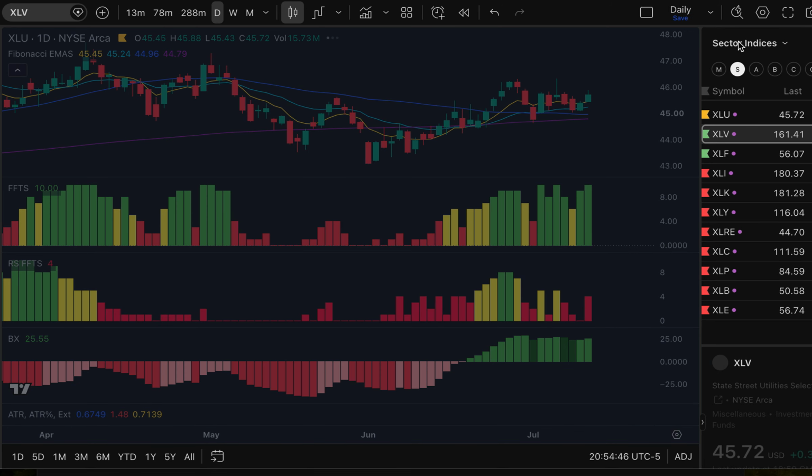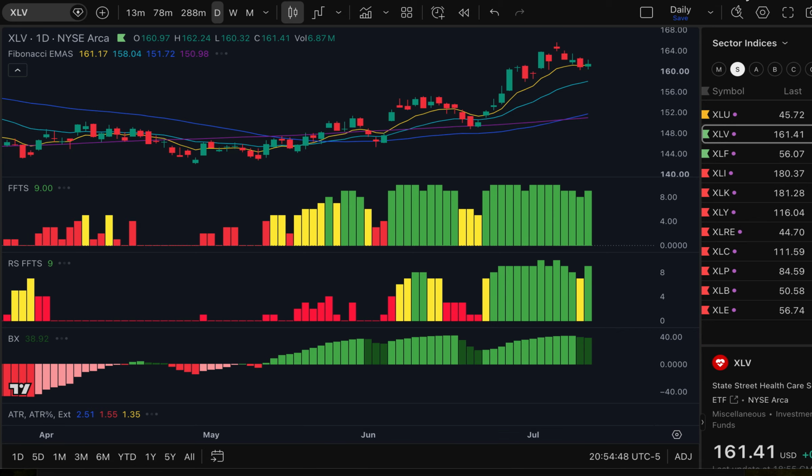Next is the healthcare sector, XLV. Got 9 out of 10 on the trend, 9 out of 10 on the relative strength trend. Momentum is positive, but starting to fade a little. It's really just pulled back to the 8 EMA, so this is still looking very healthy.